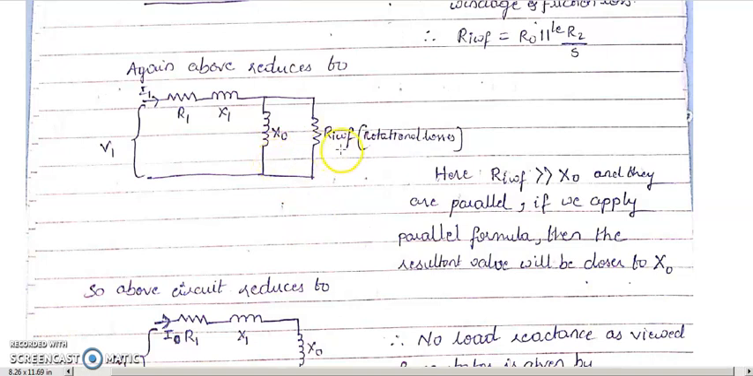Anyhow, by default, RIWF is greater than X0. So if I apply the parallel formula, I'm going to get a certain value, and that value will be approximately equal to X0.